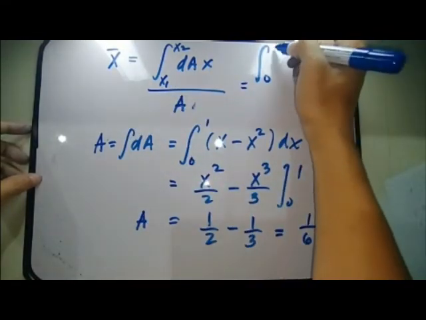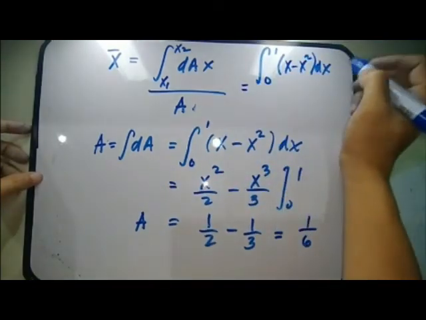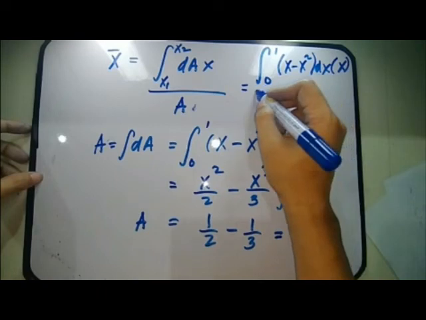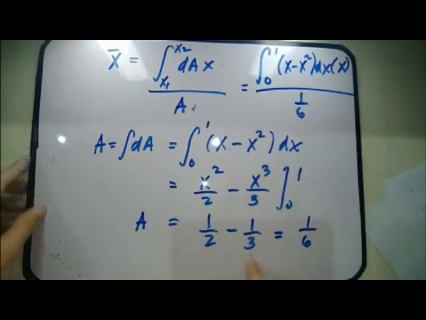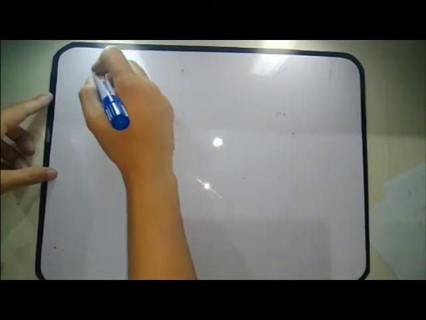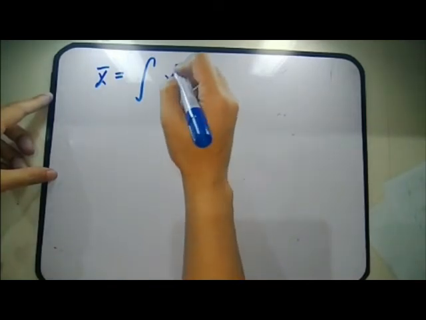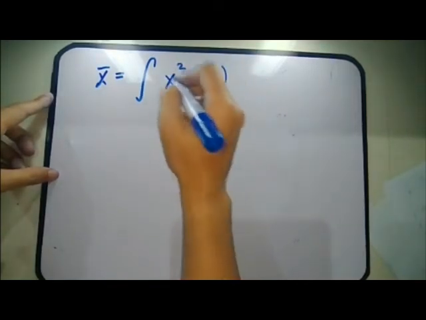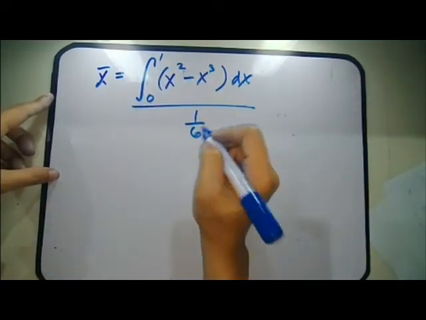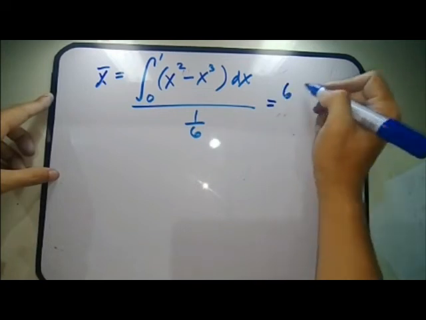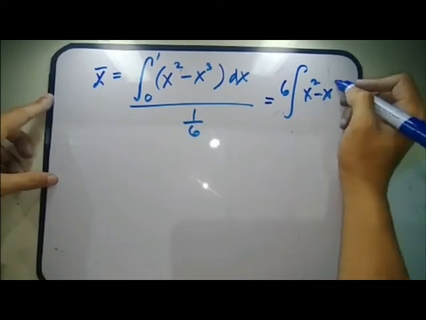So input lang natin sa formula. So that is x minus x squared dx times x all over area. That is 1/6. Then simplify natin guys. Makuha na natin yung x bar. So x bar equals, so yung definite integral, multiply natin yung x, that will be x squared minus x cubed dx from 0 to 1 all over 1/6. We have here 6, the integral of x squared minus x cubed from 0 to 1.